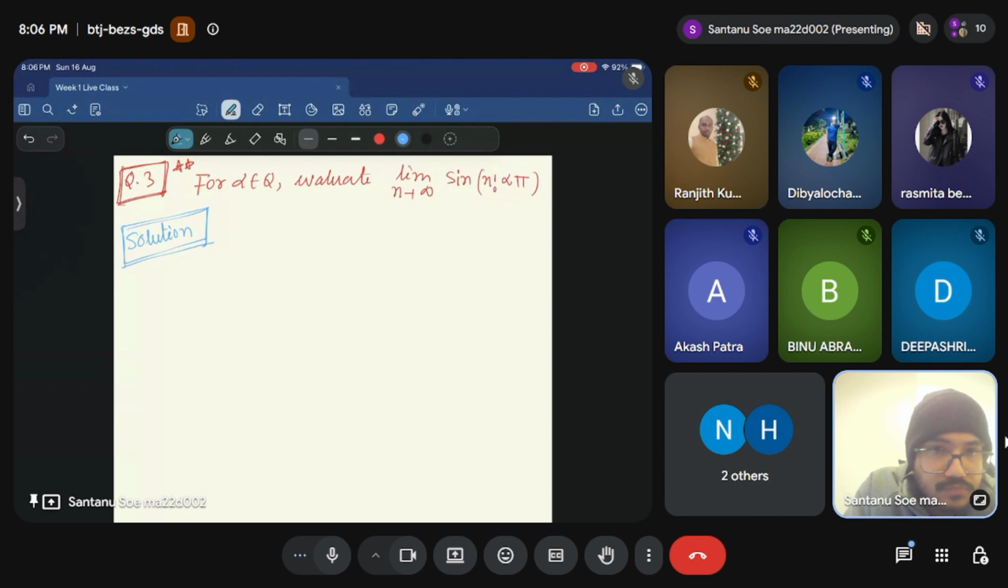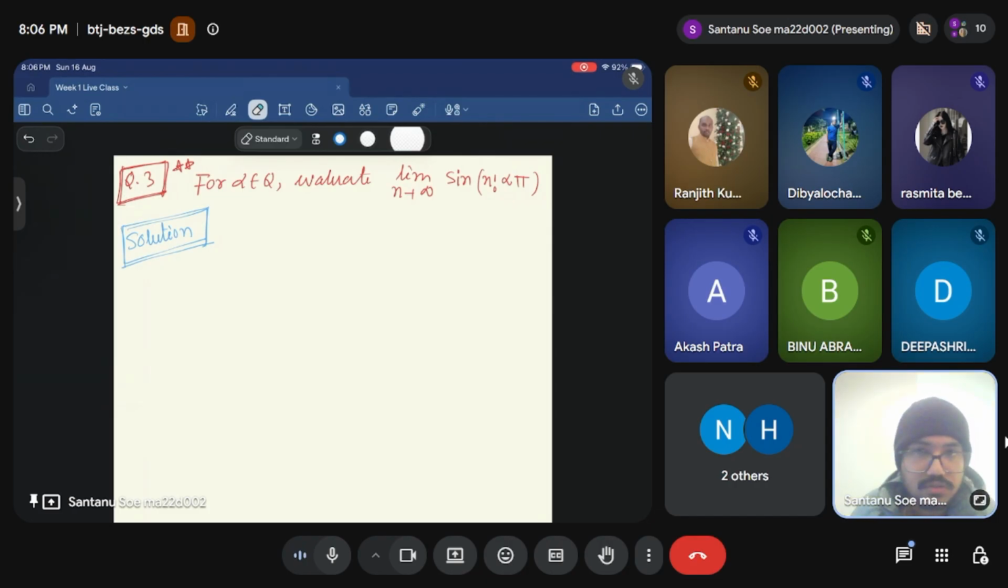Because in general, the sine function is bounded and oscillating, right? We know that limit n tends to infinity of sine n does not exist. How many of you know that limit of sine n does not exist? Limit of cosine n also does not exist.